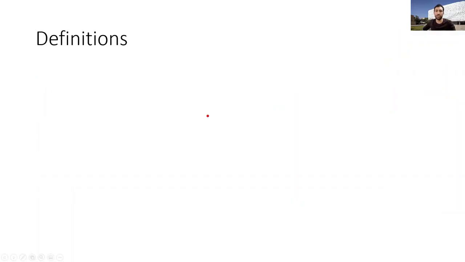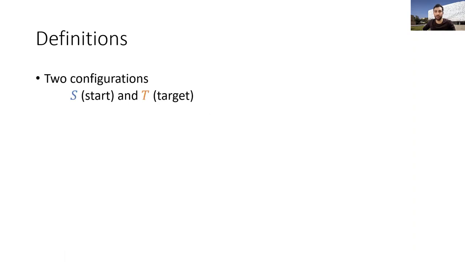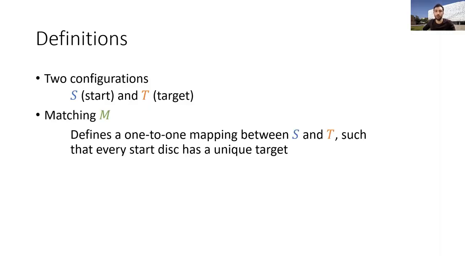Some definitions and notations before we see the results. As we said, we consider two configurations, denoted by S for start and T for target. In the labeled version, part of the input of the reconfiguration problem is a matching M, which is a one-to-one mapping between S and T, such that every start disk has a unique target disk. In other words, M represents the labels of the disks.